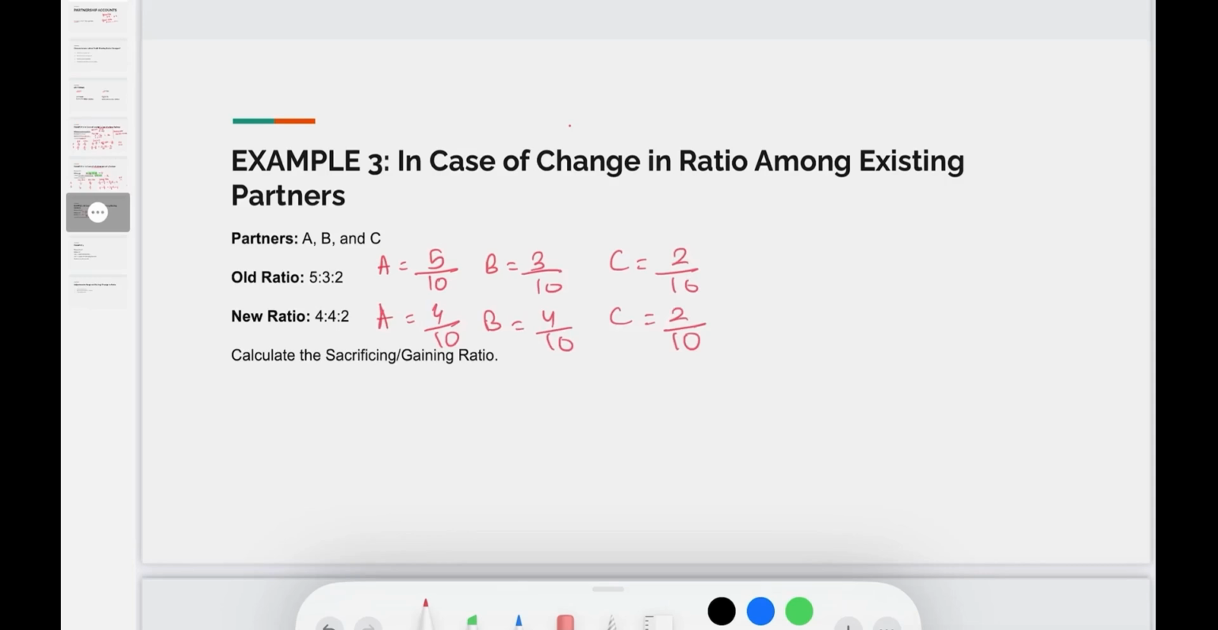We have converted this into fractions so that we can calculate the sacrificing or gaining ratio. Here we don't know exactly who is going to sacrifice or who is going to gain the shares. So what we can do is we can get the old ratio, the new ratio, and in another table we can create the sacrificing or gaining ratio. So it is A, B, C, and here we need to calculate for all the partners because anyone may gain or sacrifice, because everyone is continuing the business and staying in the partnership.